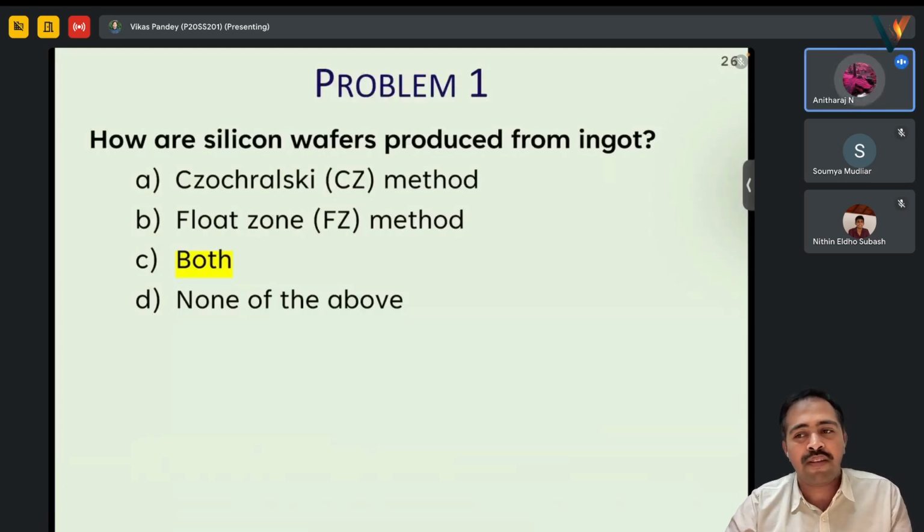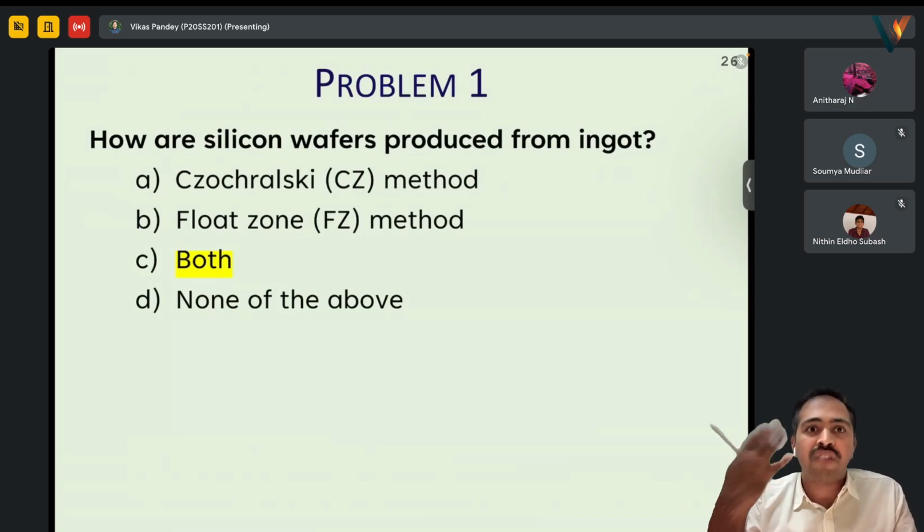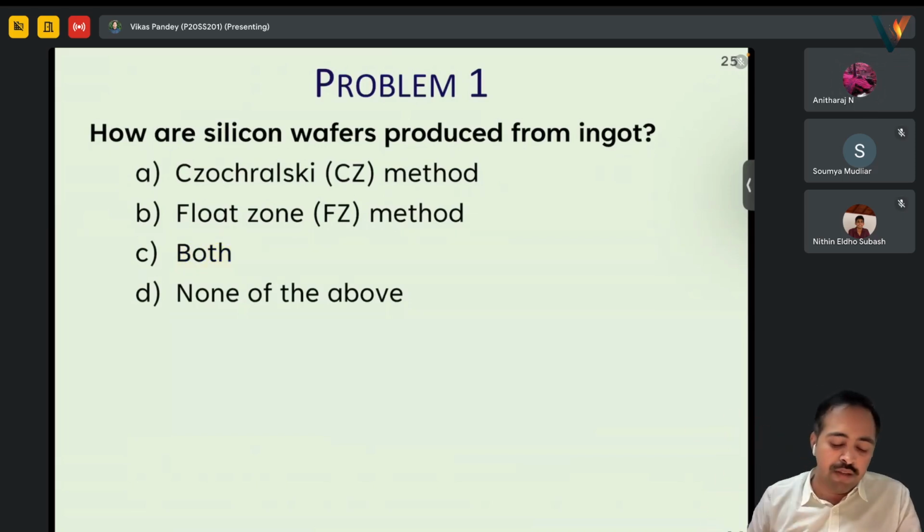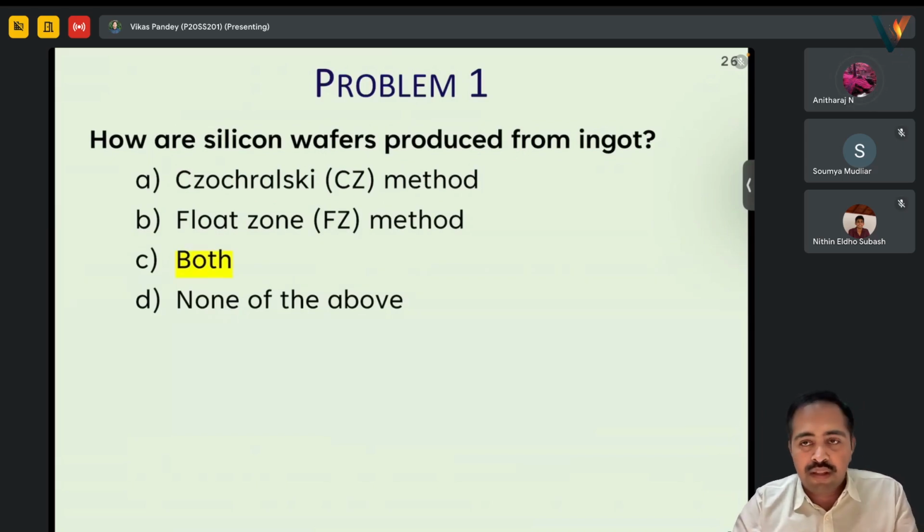CZ will give less purity, so float zone will give high purity, but CZ is a faster process, so it will give better yield. Okay, so CZ is better for yield. So let's come to the second question.